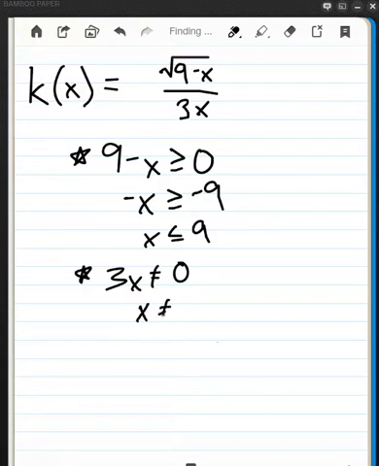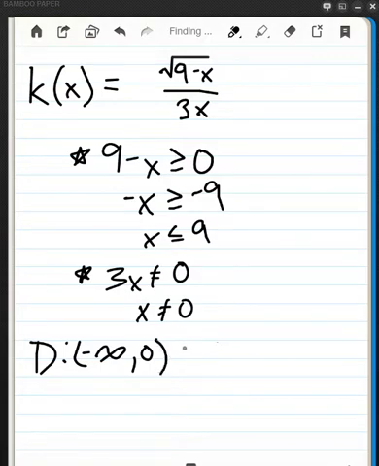Divide both sides by 3, we'd find out that x cannot equal 0. All right, so we have two restrictions. X is less than or equal to 9, and x can't be 0. So when we collect all of the values of x that would work, we start off at negative infinity, and then we stop at 0 because it can't equal 0.